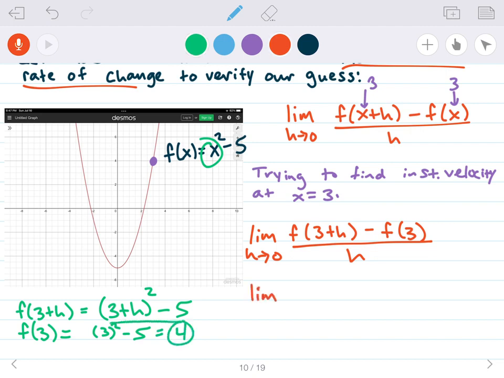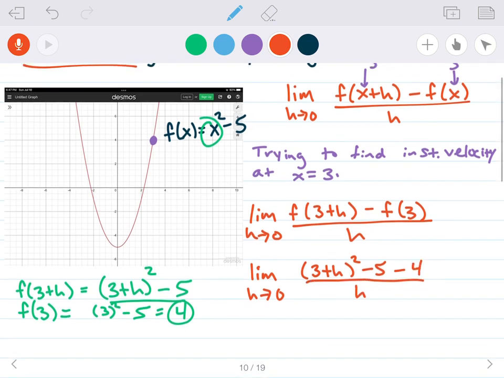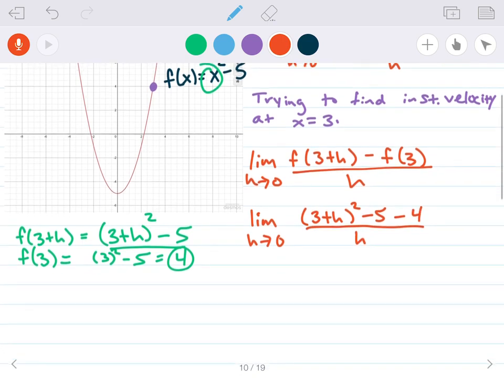So the limit as h goes to 0, well, we just found f of 3 plus h is the same thing as 3 plus h squared minus 5, minus, we just found that f of 3 was equal to 4, so minus 4 all over h. And now this is where the fun starts. Okay, so now we can clean up the top by foiling. 3 plus h squared is the same thing as 3 plus h times 3 plus h. Let's FOIL this guy out.